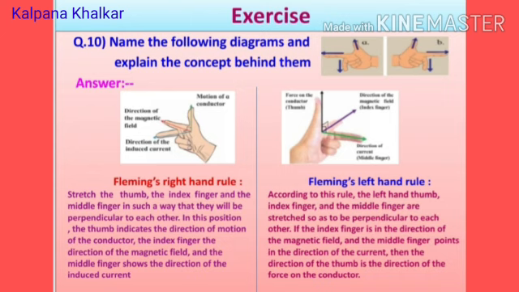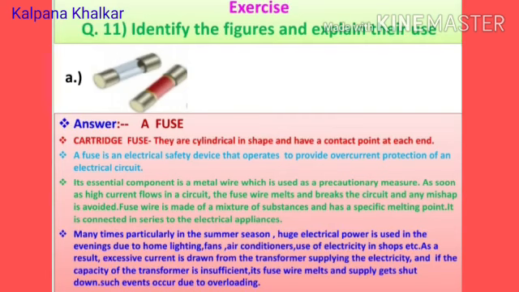Second diagram. Fleming's left hand rule. According to this rule, the left hand thumb, index finger and the middle finger are stretched so as to be perpendicular to each other. If the index finger is in the direction of the magnetic field and the middle finger points in the direction of the current, then the direction of the thumb is the direction of the force on the conductor. Question number 11. Identify the figures and explain their use.